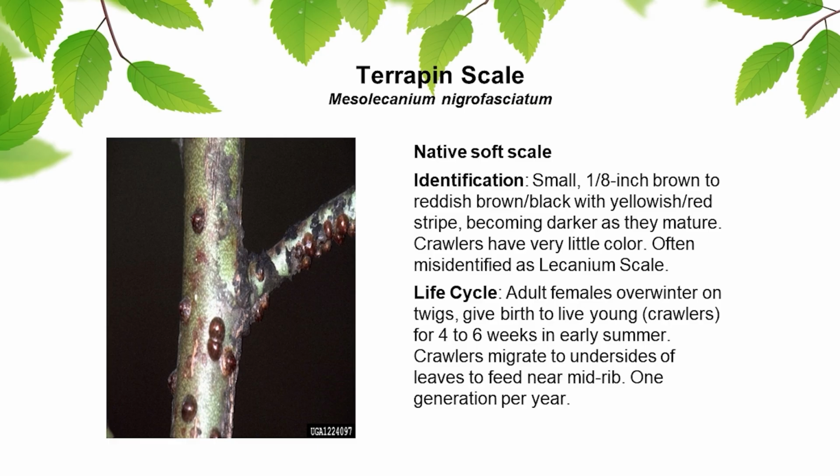Terrapin scales overwinter on twigs as adult females. They give birth to live young crawlers over a period of 4 to 6 weeks in early summer. Crawlers migrate to the undersides of leaves and feed near the midrib. Terrapin scale have 1 generation per year.